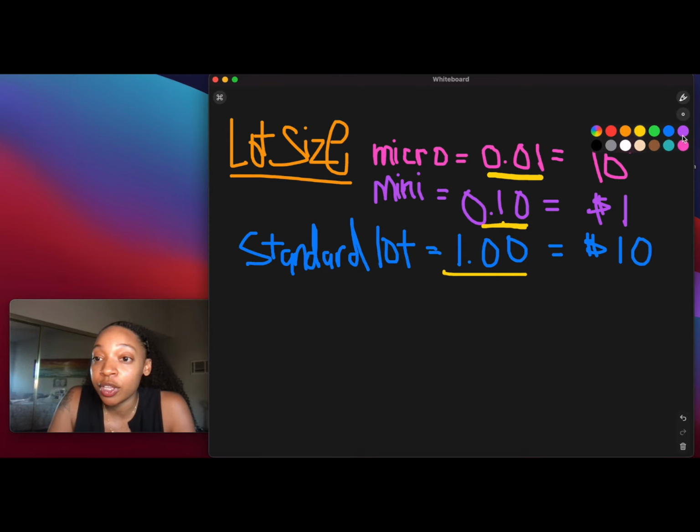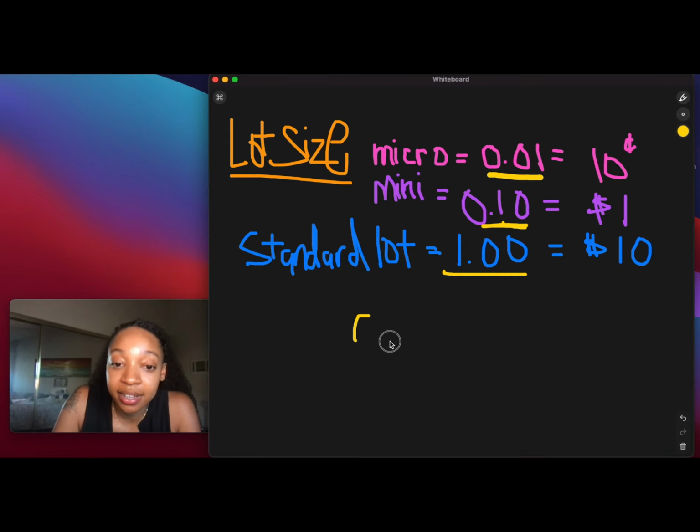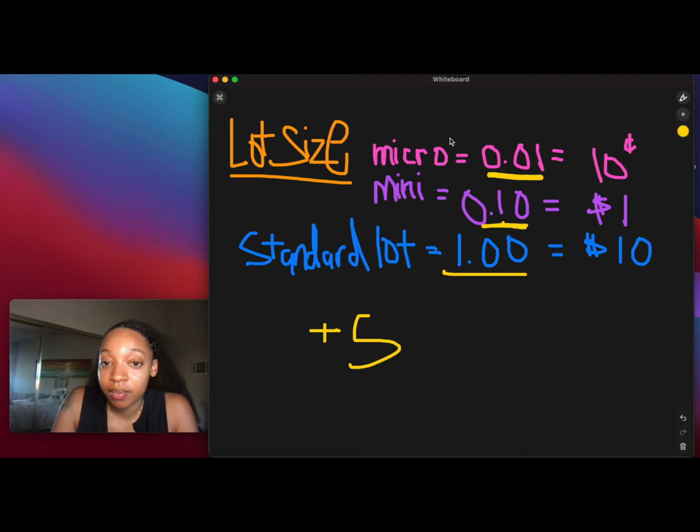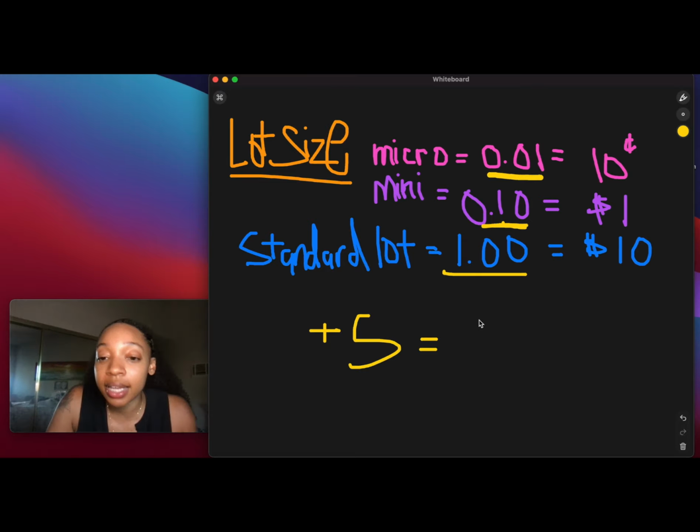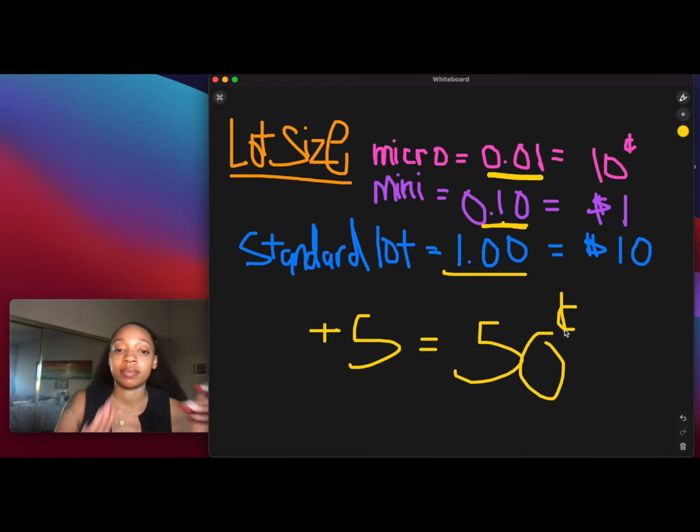If you were to gain 5 pips in the market in a micro lot size, you would make what? If you're in the live chat, feel free to tell me what you think. Easy, okay? You would have gained 50 cents.